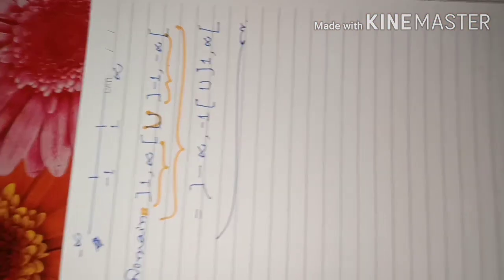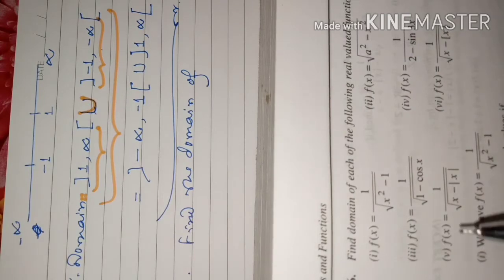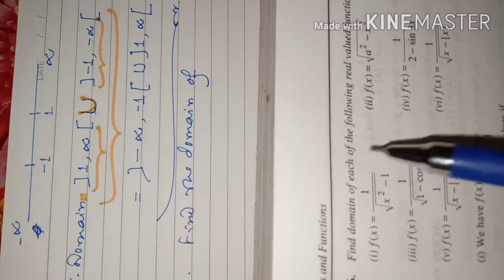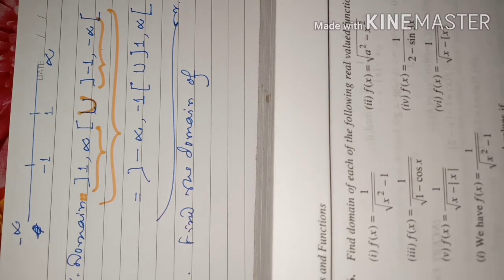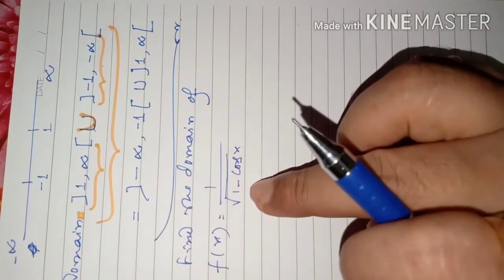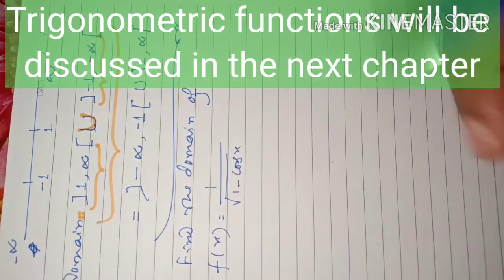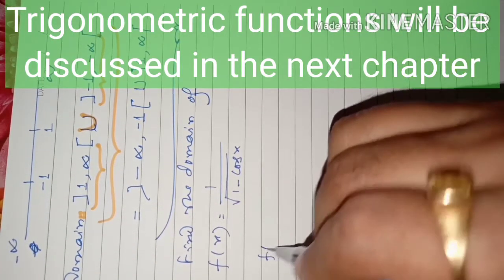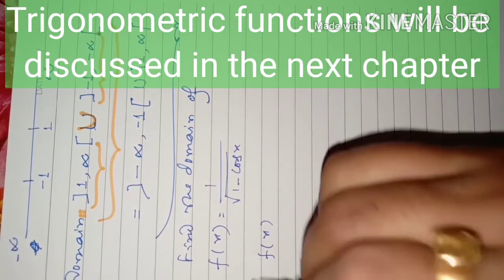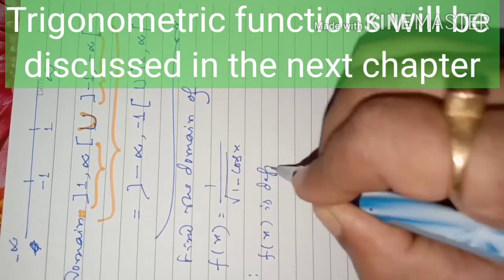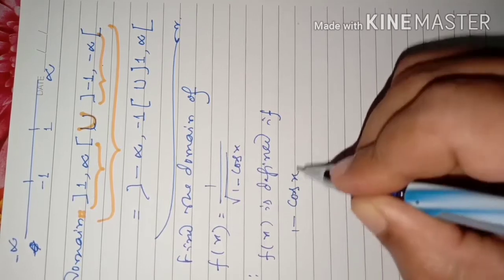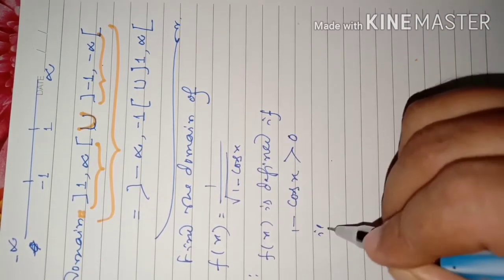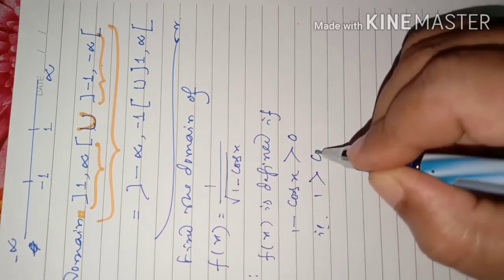Okay students, let us take now this question. Students, you see, find the domain of this function, 1 by under root 1 minus cos x. For this function, let us find out the domain. This function is defined only when 1 minus cos x is greater than 0. So f of x is defined if 1 minus cos x is greater than 0. That is, 1 is greater than cos x. That is, cos x is less than 1.